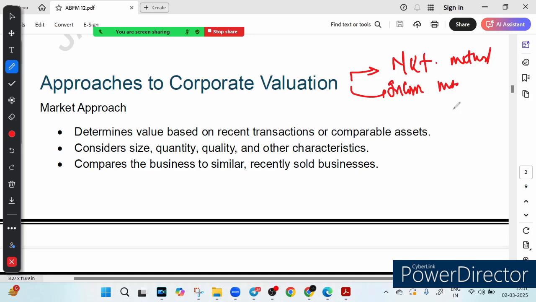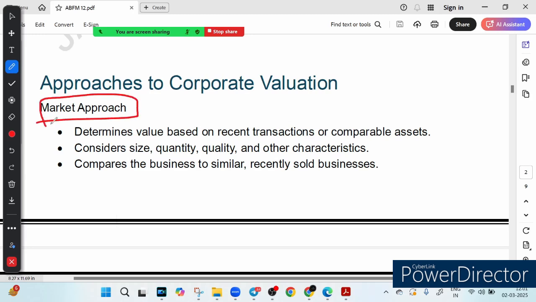So friends, in the smartest way possible, first of all let's start with the market approach. What does the market method say? Imagine you are buying a second-hand phone. You check prices of similar models sold recently.